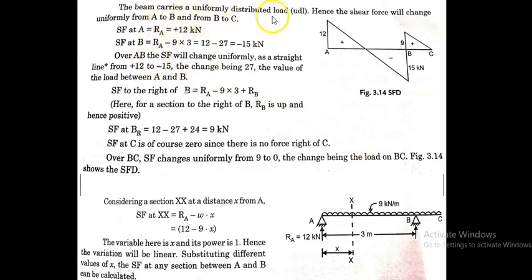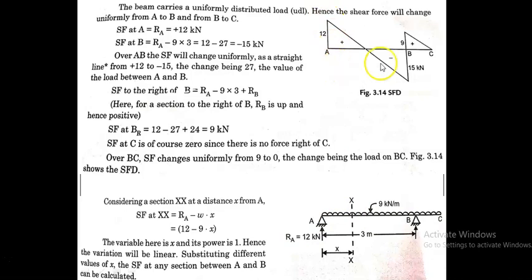So the beam carries a uniformly distributed load, hence the shear force will change uniformly from A to B and from B to C. So the shear force is also uniformly varying. Because it is UDL, the shear force at A, RA, is equal to plus 12. A is a left support, it is upward, left up is positive, that is RA is equal to 12.